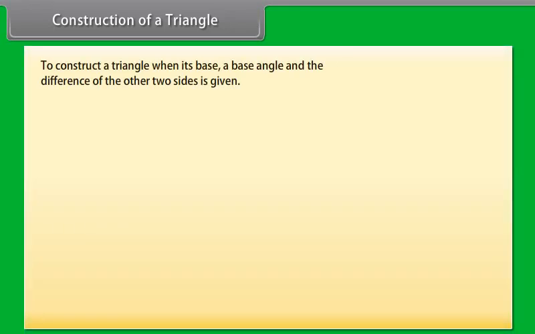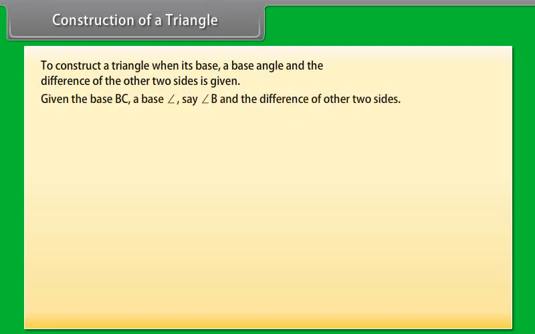Now we will construct a triangle when its base, a base angle, and the difference of the other two sides are given. Given the base BC, a base angle, say angle B, and the difference of the other two sides. Here we have two cases. The difference can either be AB minus AC or AC minus AB. We have to construct the triangle ABC.